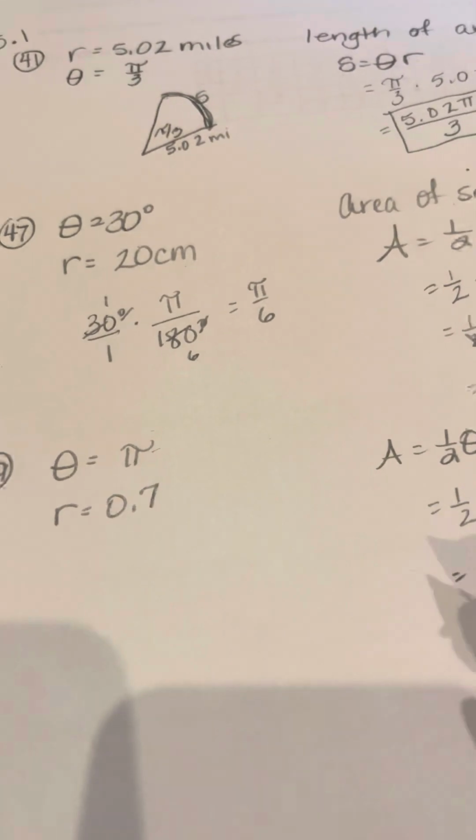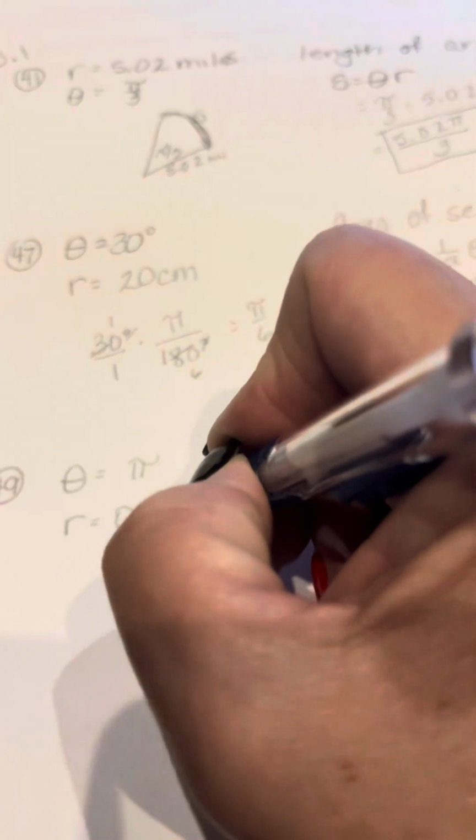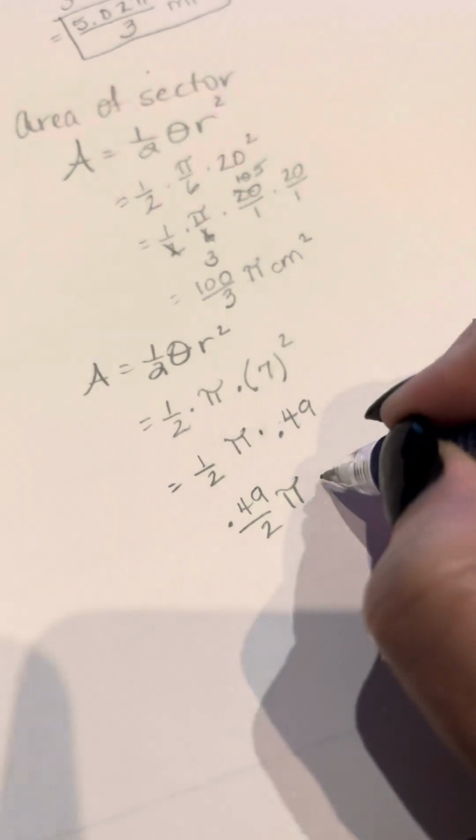And then this, oh, I didn't write down what the radius was in. Oh, the radius was in inches. And so then this would be square inches.